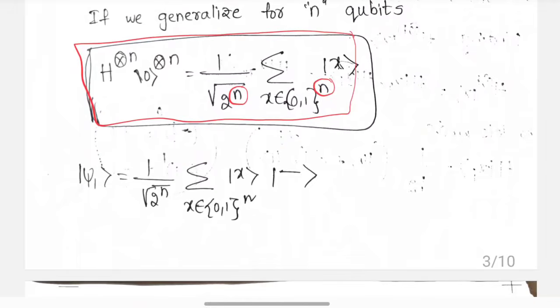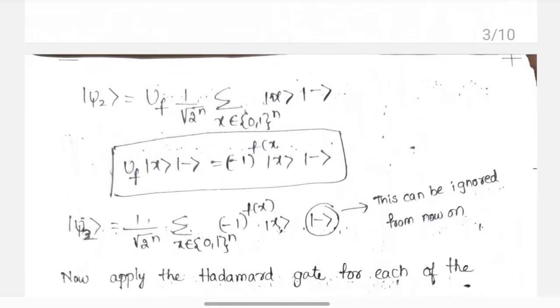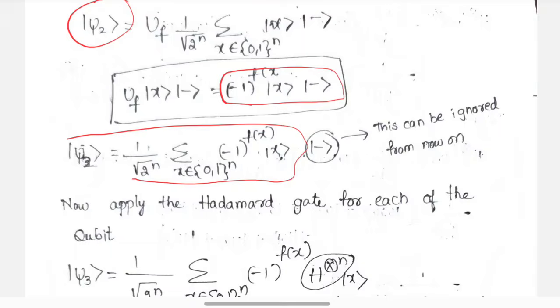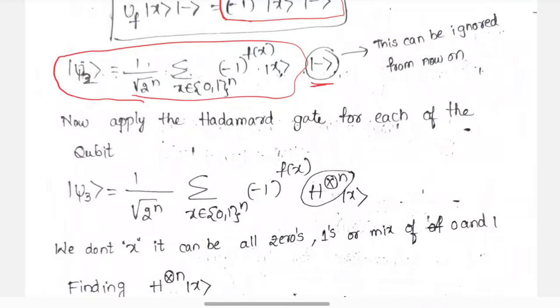Now the task is to apply the oracle box. At ket psi 2 we need to apply the oracle box. If I apply the oracle box, you already know the formula: minus 1 to the power f of x, ket x, ket minus. Now I have done that. I am writing the generalized equation because we cannot show all the n qubits. After applying the oracle, this minus can be ignored because it won't work on the main qubits. Now apply the Hadamard gate to each qubit.